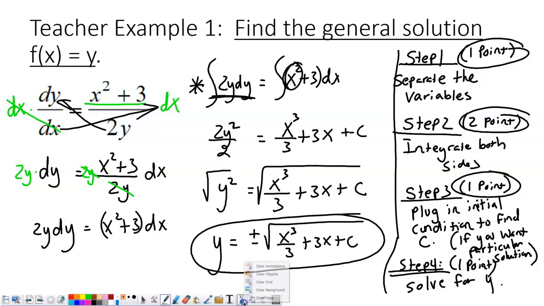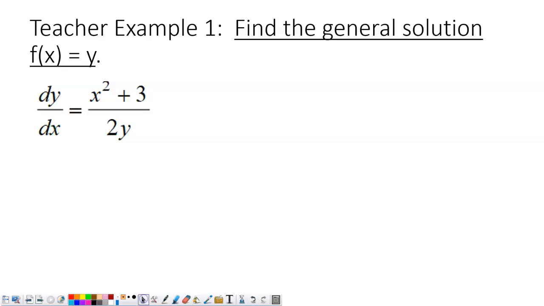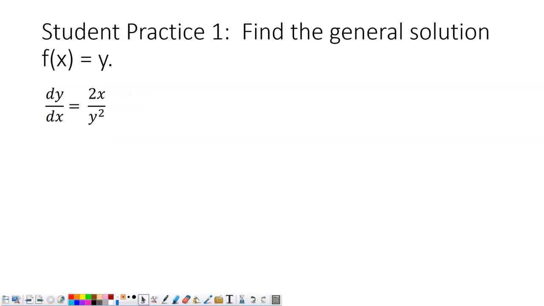Let's move on. I'm not going to write the steps again, but hopefully you wrote them, and you can do it on the next one. So here's what I want you to do. Go ahead, pause the video, and try this problem. When you unpause it, you'll see the solution.